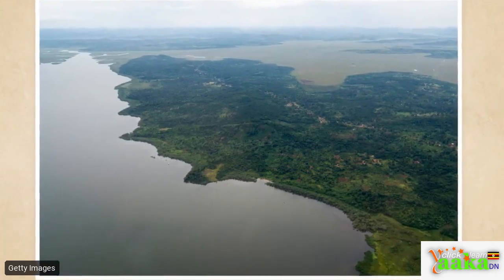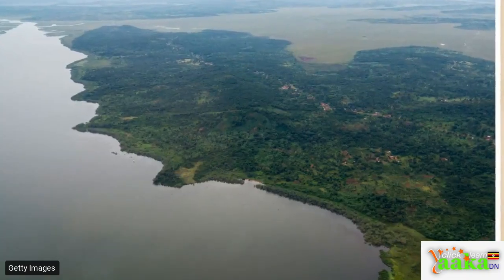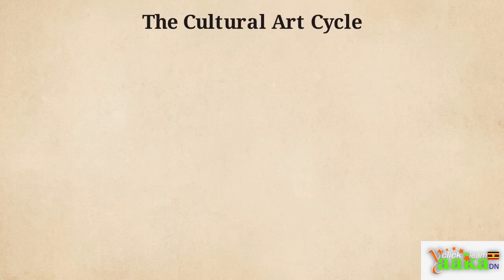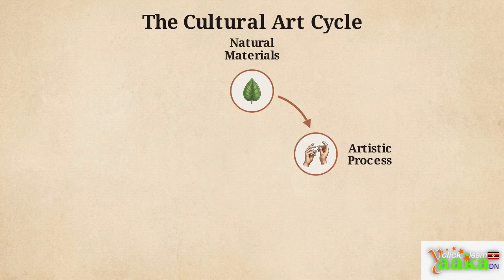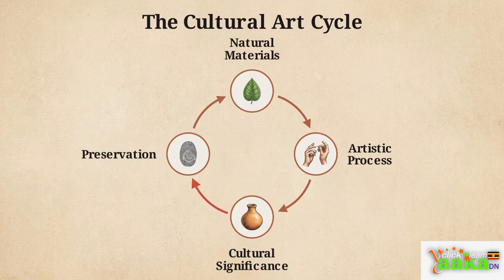Traditional Ugandan artists did not order their materials from a factory, they harvested them directly from the land. This means the local ecosystem dictated the specific art forms a community could produce. This creates the cultural art cycle. Available natural materials dictate the artistic process. This process produces an object of cultural significance, and the skills used to create it are preserved through generations.